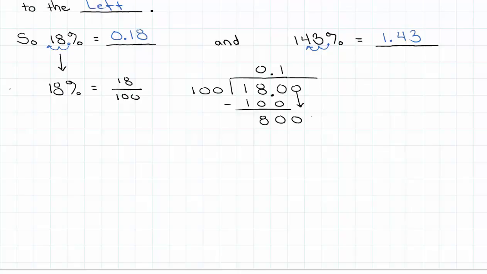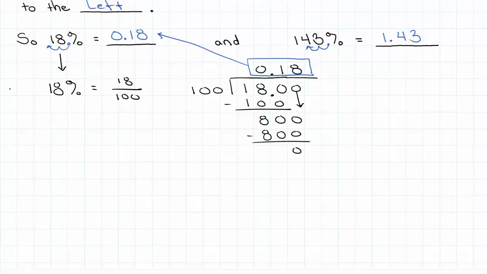How many times does 100 go into 800? It goes in there 8 times. And then we get a remainder of 0. Therefore, our answer has to be 0.18. So there should never be any reason why you feel any doubt about which way to move the decimal. If you forget the shortcut, just go ahead and do the operation. Divide by 100 and you're going to get the correct answer.